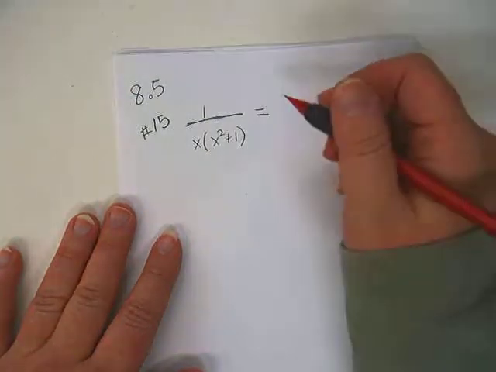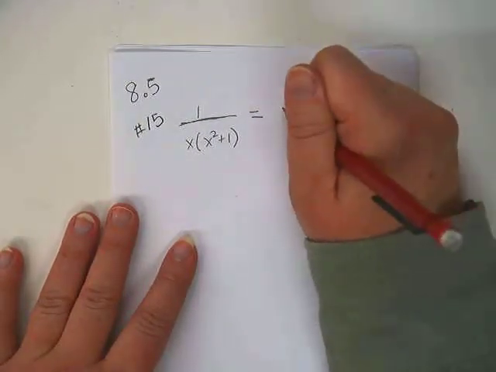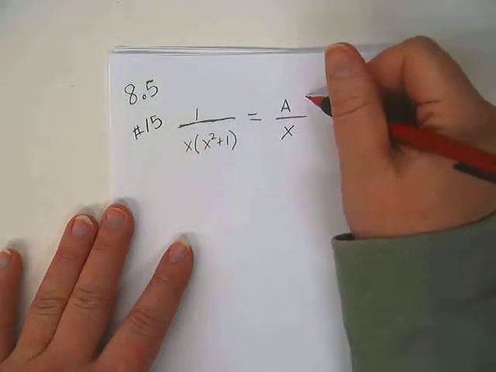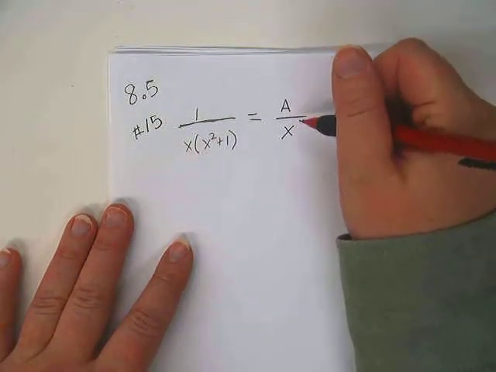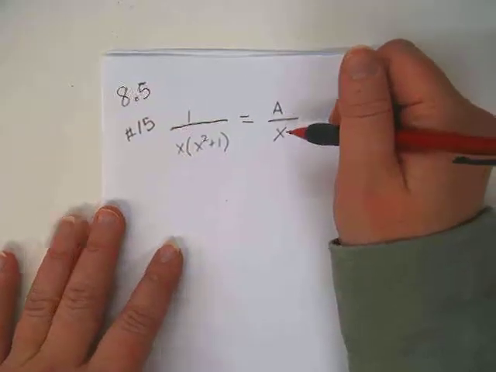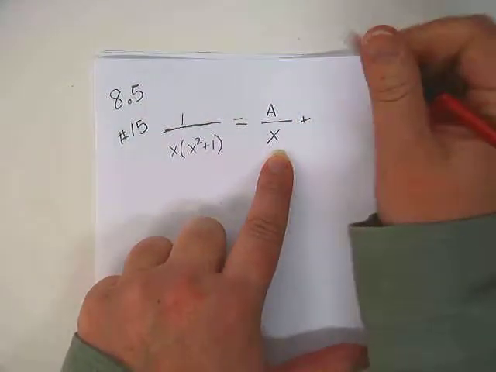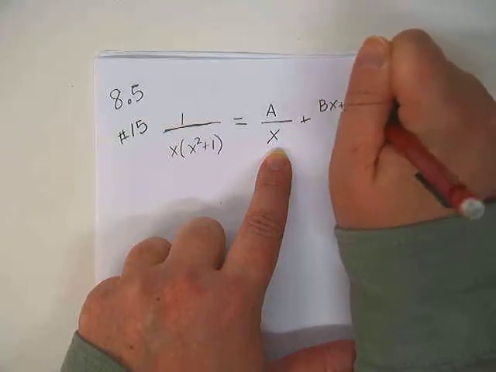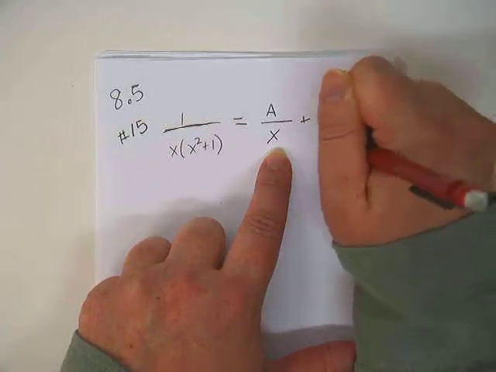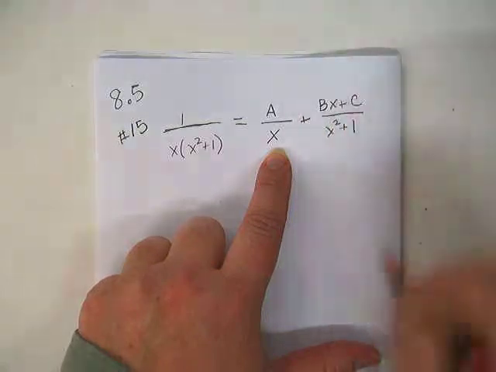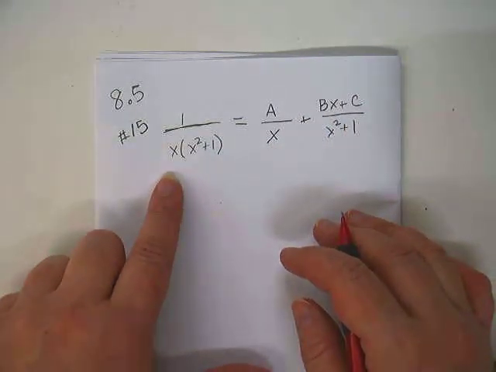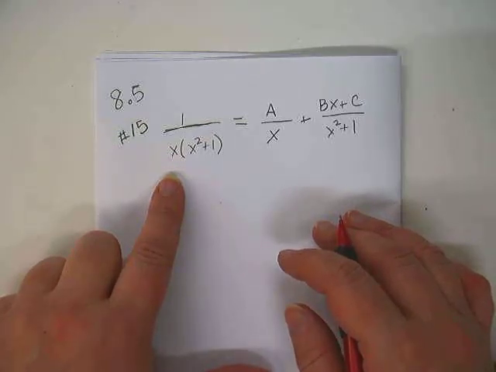Okay, so this one's going to be a constant numerator over the linear denominator, correct? And then a linear numerator over a quadratic denominator. Okay, so there's the setup. Now we multiply by the least common denominator.